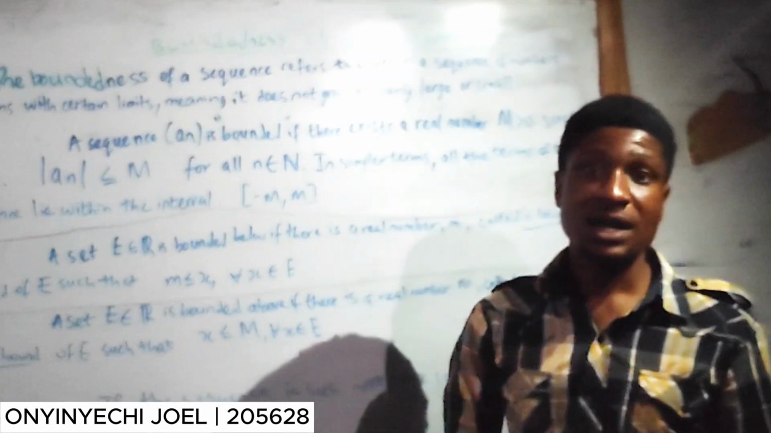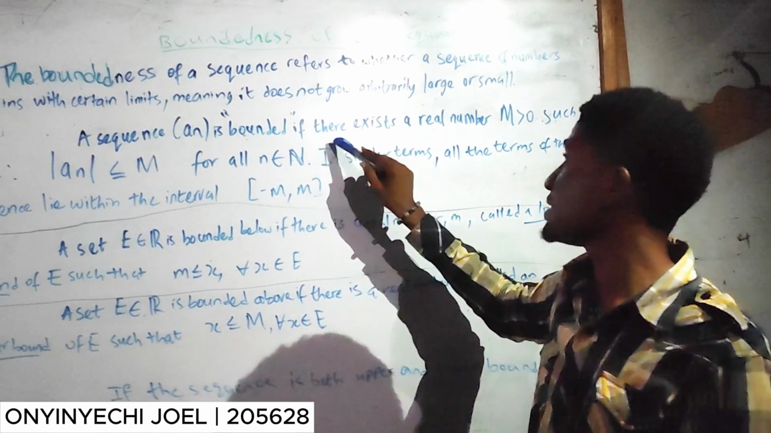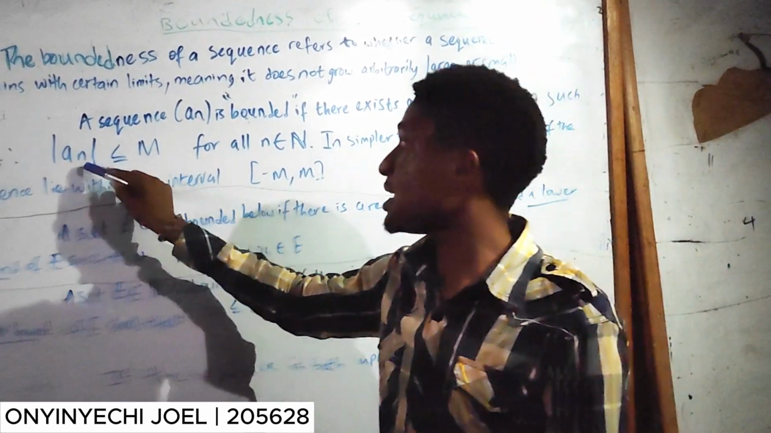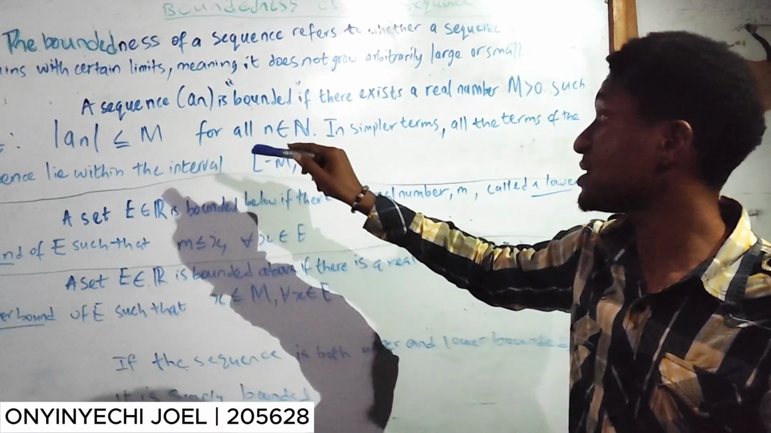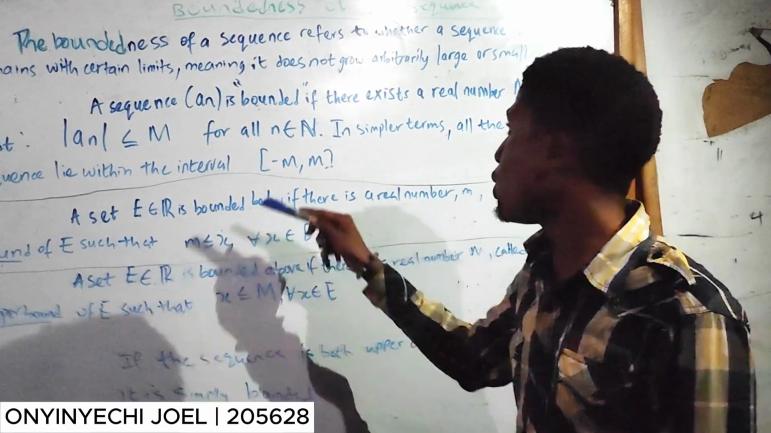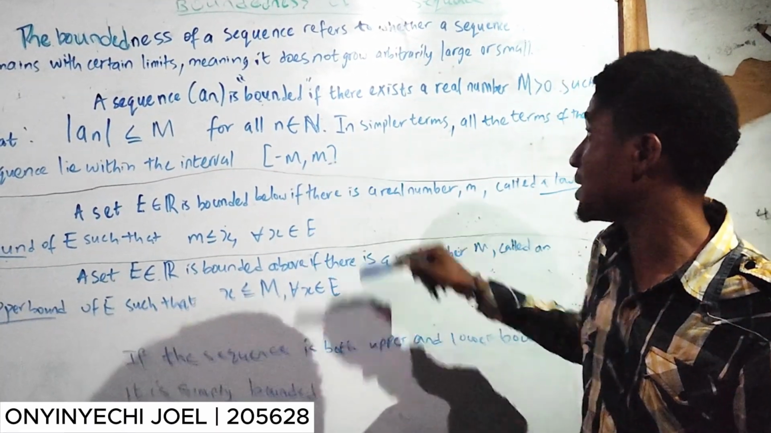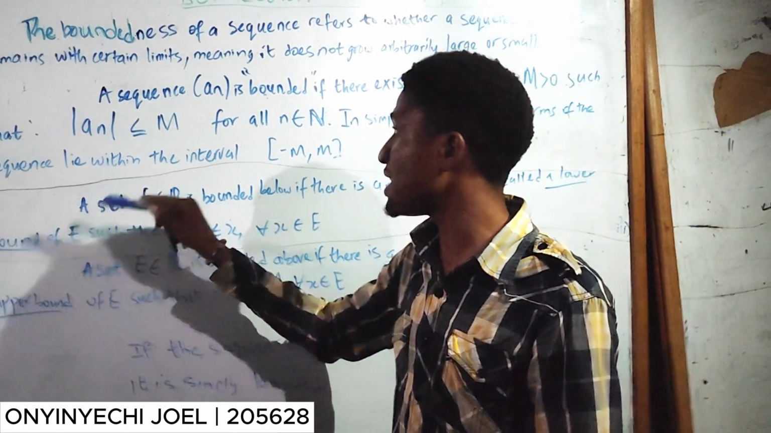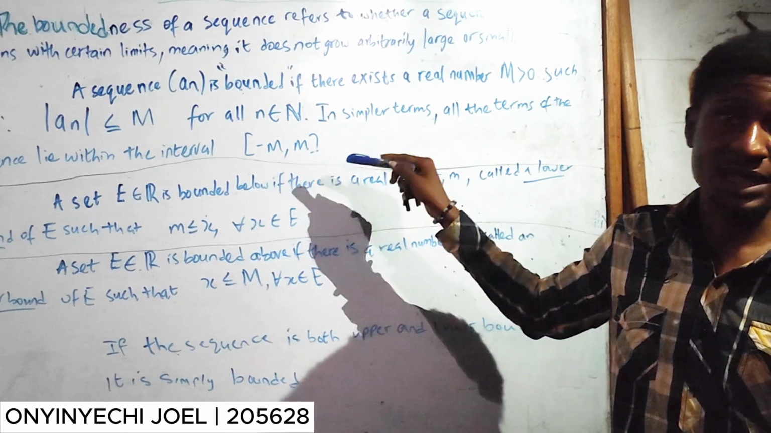A sequence a_n is bounded if there exists a real number M greater than 0 such that the absolute value of a_n is less than or equal to M, for all n an element of the natural numbers. In simpler terms, all the terms of the sequence lie within the interval minus M to M.